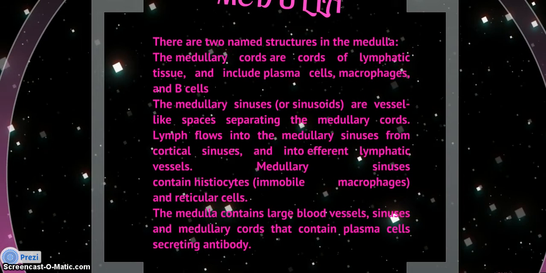Medulla. There are two main structures in the medulla. The medullary cores are cores of lymphatic tissue and include plasma cells, macrophages, and B cells. The medullary sinuses or sinusoids are vessel-like spaces separating the medullary cores. Lymph flows into the medullary sinuses from cortical sinuses and into efferent lymphatic vessels. Medullary sinuses contain histiocytes, immobile macrophages, and reticular cells. The medulla contains large blood vessels, sinuses, and medullary cores that contain plasma cells secreting antibodies.